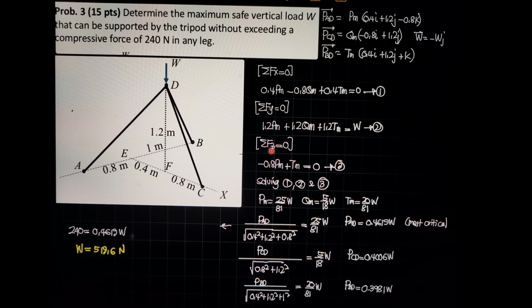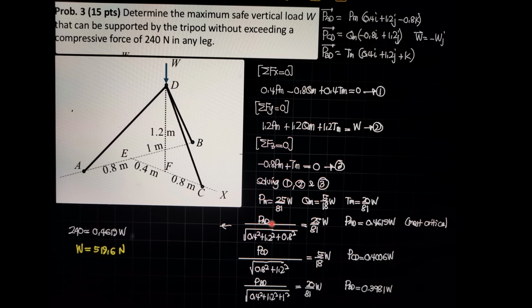Then summation of forces along z equals 0. So z component of AD is negative 0.8 Pm. Z component of CD is none, so 0. Then z component of BD is 1 Tm, equals 0. Call that equation 3. Solving equations 1, 2, and 3 simultaneously, we obtain Pm is 25 over 81 W, Qm is 5 over 18 W, and Tm is 20 over 81 W.